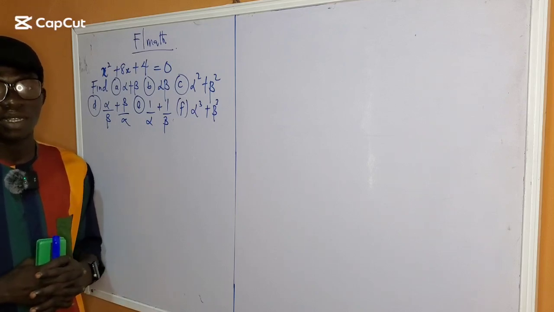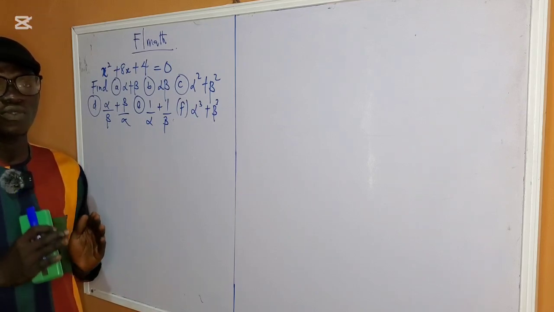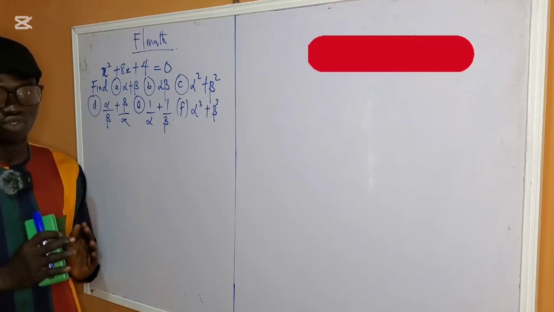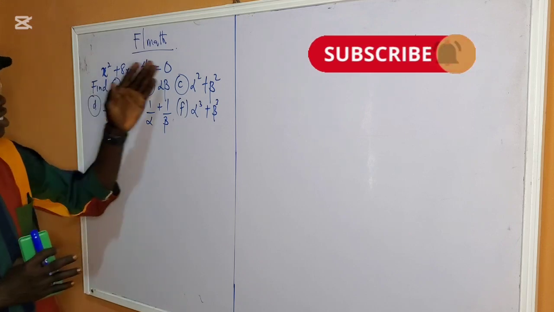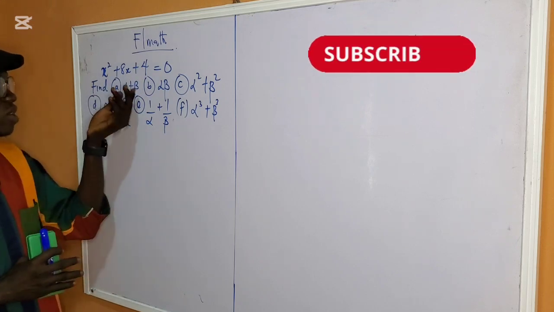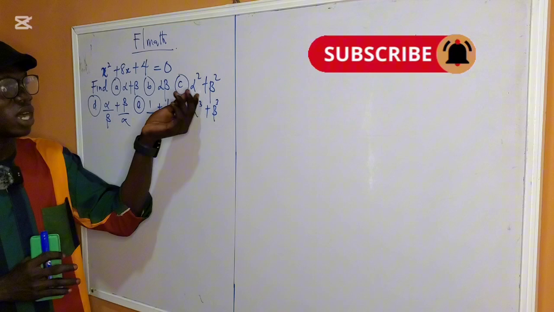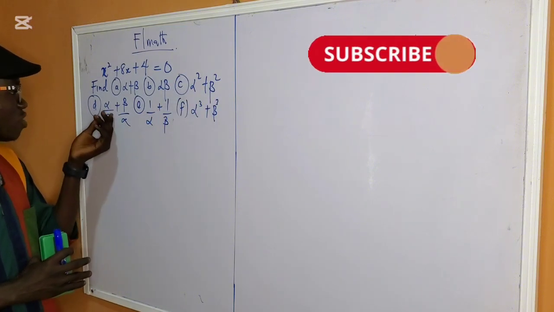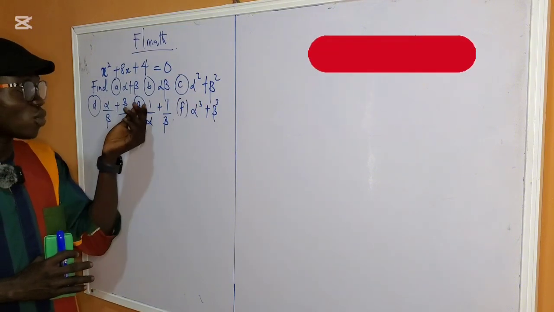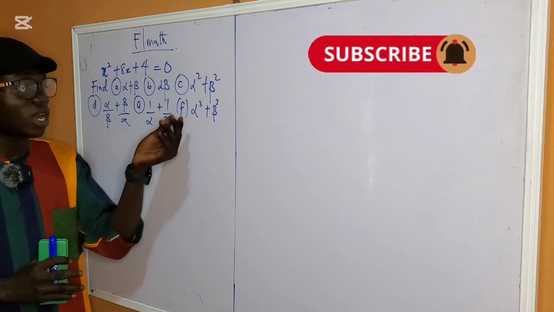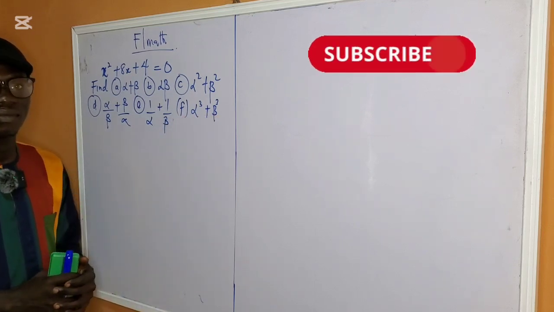Welcome to this further mathematics class, and in today's class we'll be solving for sum and product of roots. Here we have a quadratic equation and we are asked to find alpha plus beta, alpha squared plus beta squared, alpha over beta plus beta over alpha, 1 over alpha plus 1 over beta, alpha cubed plus beta cubed.